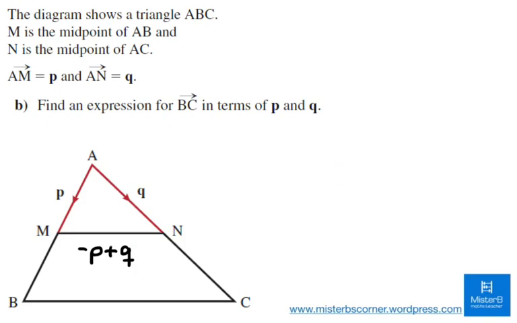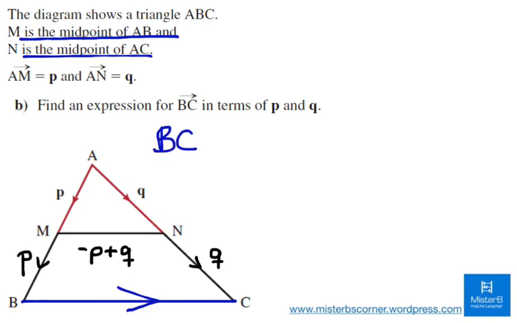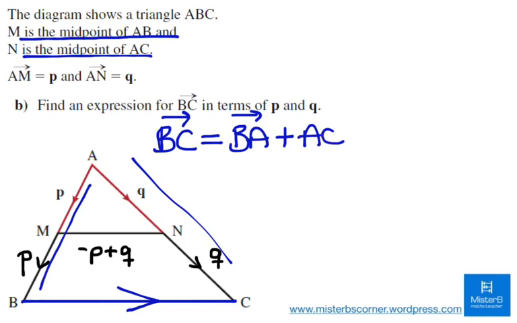The second part says find an expression for BC. BC is here. From B to C, it is this direction. And the question says M is the midpoint of AB, N is the midpoint of AC. So this means MB is also P in this direction, and NC is also Q in this direction. So I'm going to write down BC as addition of two vectors from B to A. So it's BA plus A to C, AC.